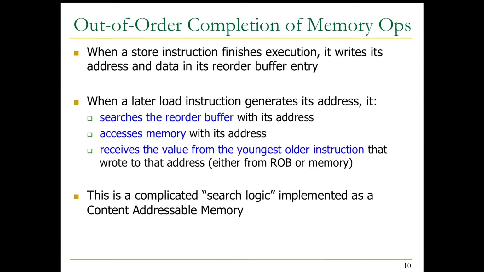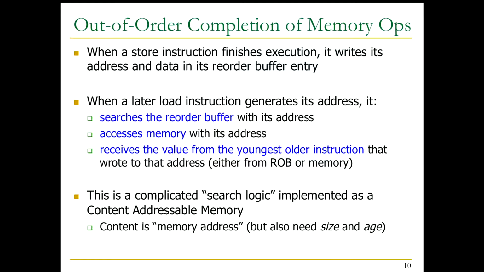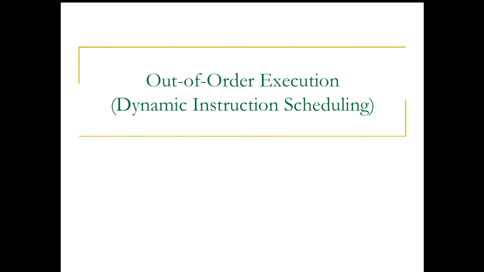Okay, and you now know the reasons. Basically, in this case, the content is memory address, but you also need size and age, as I just described. And this is called store-to-load forwarding logic, or store-to-load memory dependence checking logic. And if you take an advanced course from me, we'll go into more detail on this one, but not in this course. Any questions on this? It's a bit fascinating, right? That a lot goes on in this machine to just get the performance high.